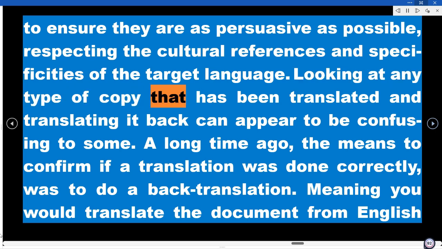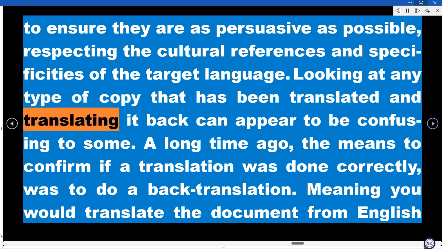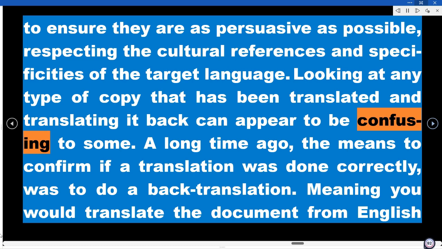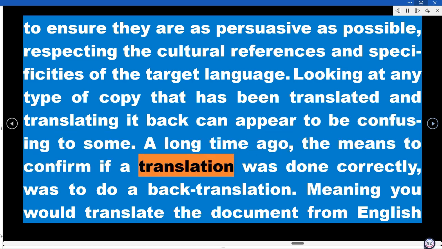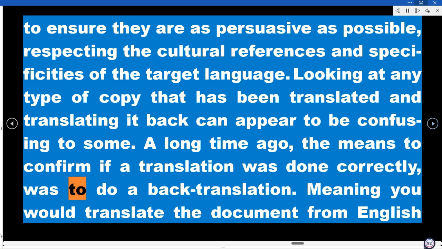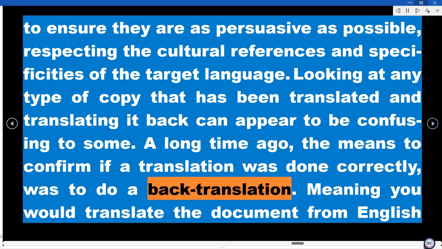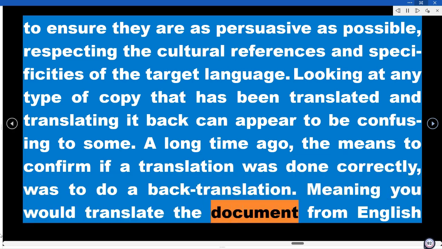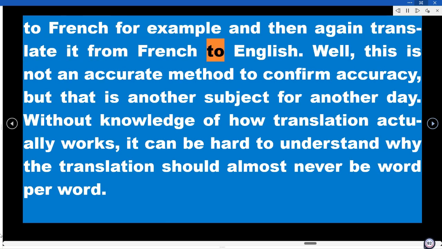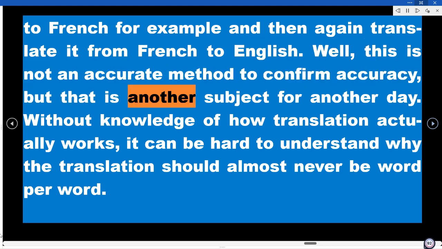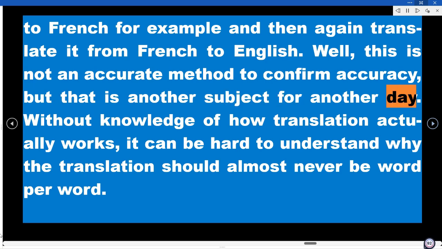Looking at any type of copy that has been translated and translating it back can appear to be confusing to some. A long time ago, the means to confirm if a translation was done correctly was to do a back translation. Meaning you would translate the document from English to French, for example, and then again translate it from French to English. Well, this is not an accurate method to confirm accuracy, but that is another subject for another day.